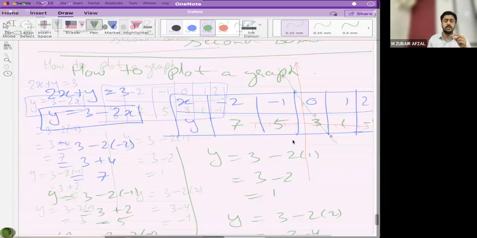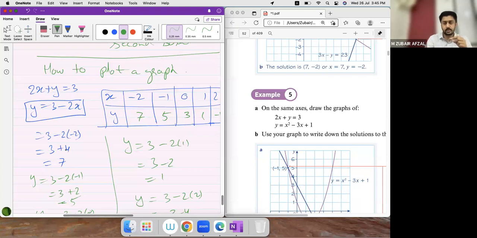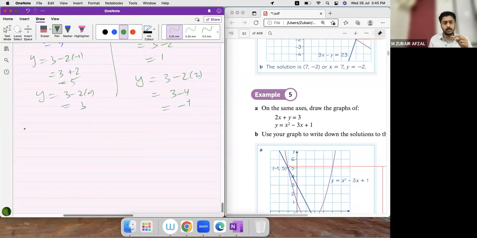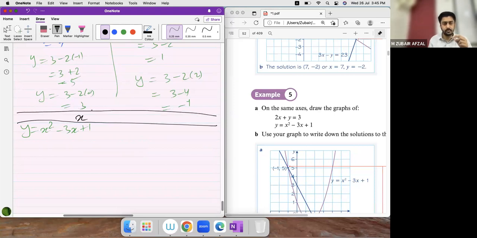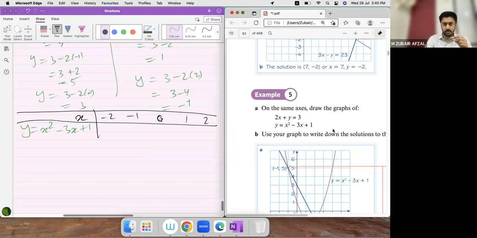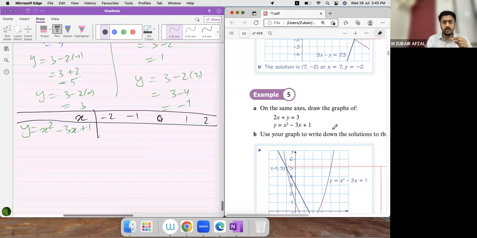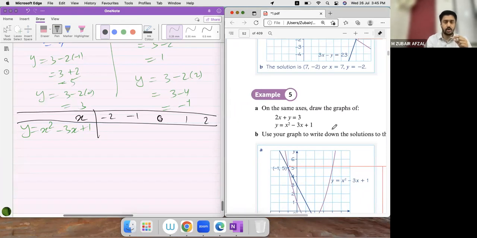For the quadratic part, we need more values. Y is equal to x squared minus 3x plus 1. Y is already the subject. And if I use these values, for example, minus 2, minus 1, 0, 1, 2. Sometimes the question will tell you to use the values of x from -3 to 3 or from 2 to 10.